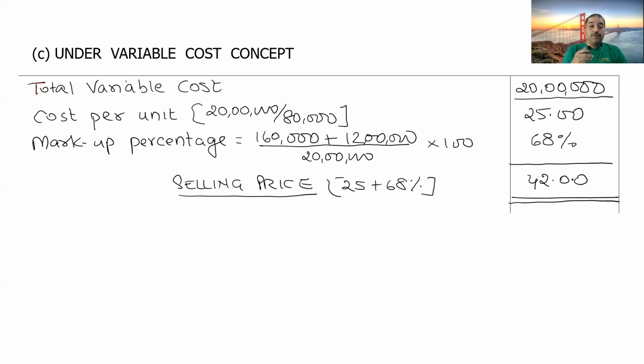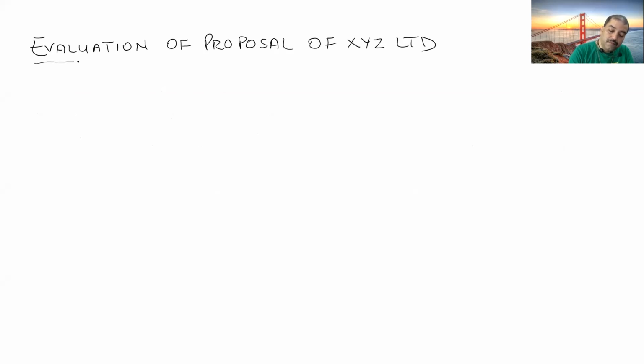Okay. Now, to check up whether that proposal of 4,000 units of product M should be accepted or not accepted. We have to check up that. So let us see. Evaluation of proposal of XYZ Limited.